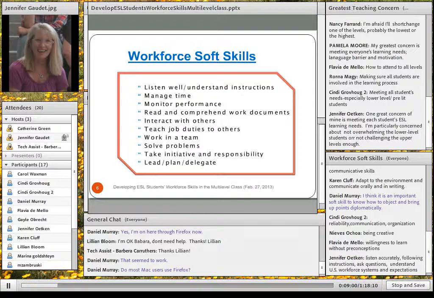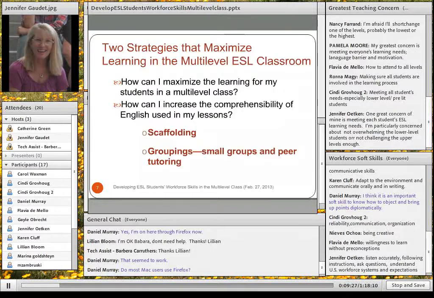workplace. And in the multi-level ESL classroom, our challenge is to meet the needs of a variety of students at different levels, as you mentioned in your chat pod about concerns. And we have to do all of that at once. This requires teaching strategies that make the content of any lesson in English to be as comprehensible as possible. So with that in mind, let's move on.